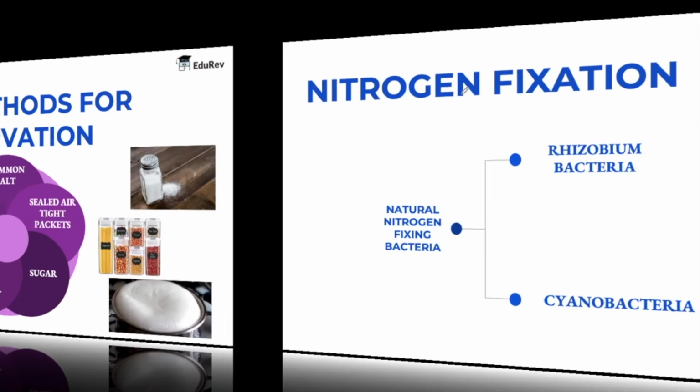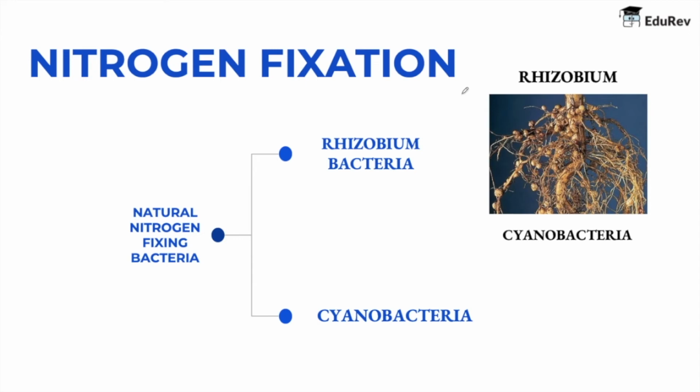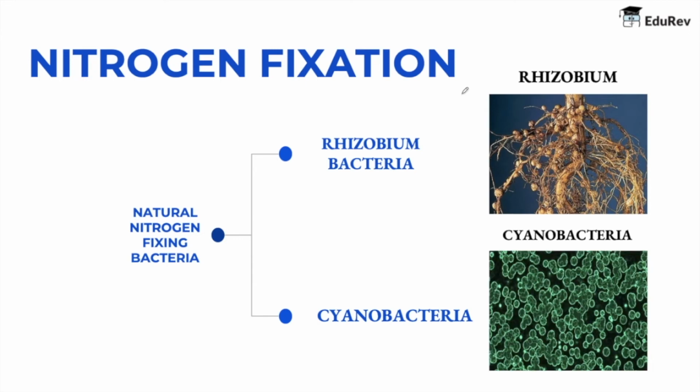Now let's move on to the last topic, that is nitrogen fixation. Nitrogen constitutes about 78% of our atmosphere. In living organisms, it's found in proteins, nucleic acid, chlorophyll and vitamins. Atmospheric nitrogen cannot be used directly by plants and animals. It gets fixed either by lightning or natural nitrogen fixers. Two natural nitrogen fixing bacteria are Rhizobium and Cyanobacteria, that is blue-green algae.